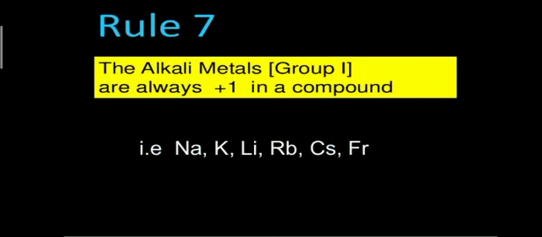Rule 7 is that the alkali metals are always plus 1 in a compound. It means that the alkali metals have an oxidation number equal to plus 1. Why? As you know, alkali metals belong to group 1.